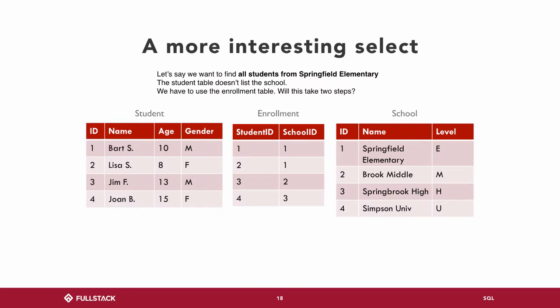Let's look at something that's a little bit more interesting, right? Let's say that you wanted to find all the students from Springfield Elementary. So the student table on its own doesn't list the school. And there's a reason for that. The reason is that a student can have multiple schools in the form of enrollments, and those are stored in the enrollment table. So how do we go about joining these things to find all the students from Springfield Elementary? Now, again, we can look at this and think, all right, Springfield Elementary has an ID of 1. We can see the school ID, and we can see that Bart and Lisa have enrollments in this school.